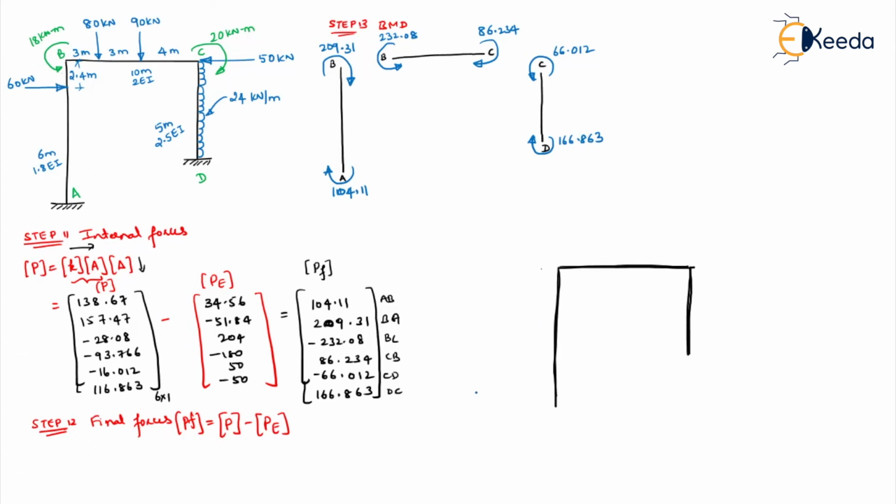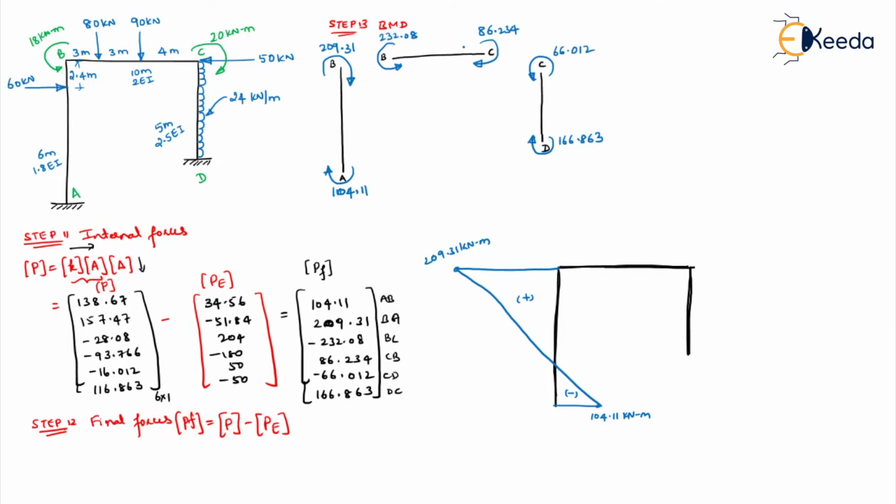So here it is pushing the beam down by 104. So this point let us call it 104.11 kilonewton meter. Here it is lifting the beam up by 209.31 kilonewton meter. Right. So this is the bending moment because of the fixed end moment. So from here to here, you just need to connect it linearly. So this is your positive value and this is your negative value.